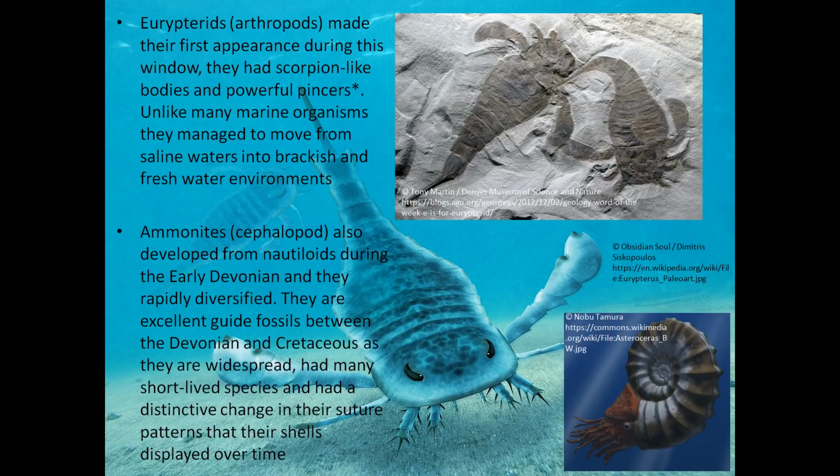And they are excellent guide fossils between the Devonian and the Cretaceous, where they are, as I said, extremely widespread, extremely common, with lots of different species, most of them relatively short-lived, and so that means they're absolutely great for doing biostratigraphy. We also see that the suture marks on the shells change over time, and so that becomes very helpful for dating purposes as well. They become a very common predator in the water column throughout the late Paleozoic and into the Mesozoic. And of course, they're eventually killed off by the Chicxulub impact that also killed off the dinosaurs.